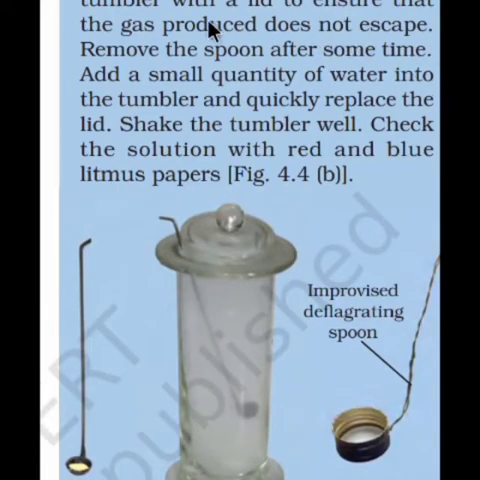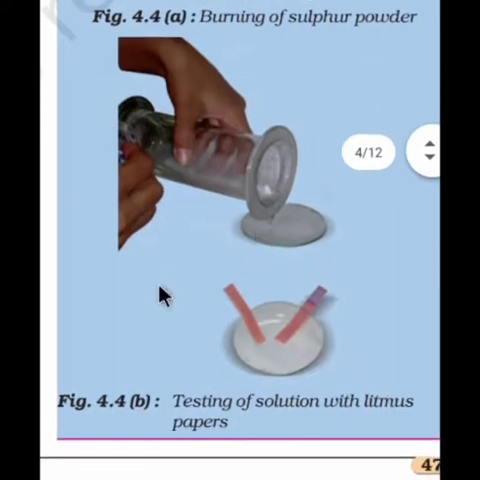Important step. Remove the spoon after some time, add a small quantity of water into the tumbler and quickly replace the lid. Shake the tumbler well. Check the solution with red and blue litmus papers. Here, what you have to do is check this water with the help of red and blue litmus paper.